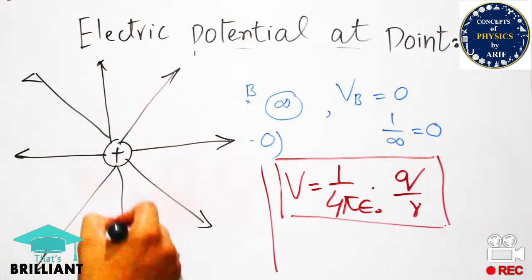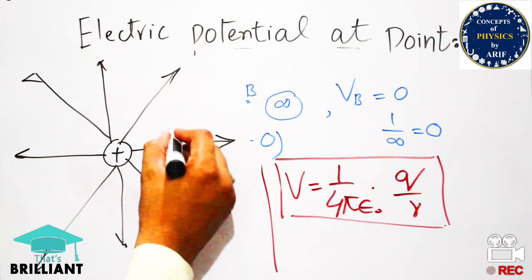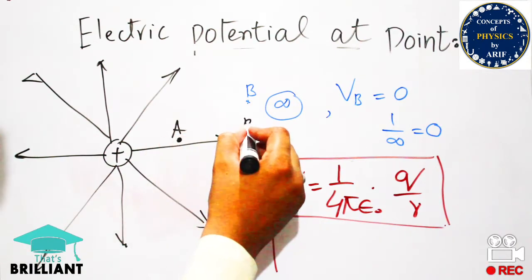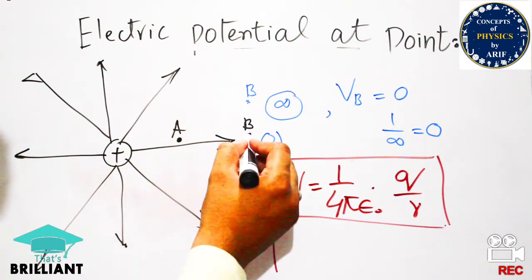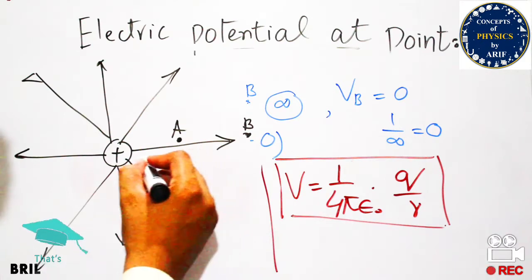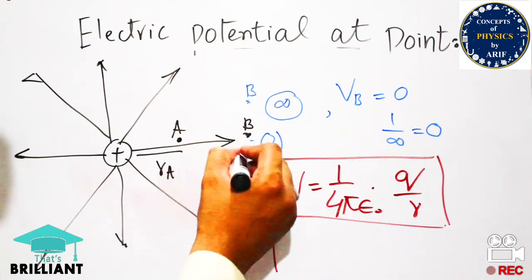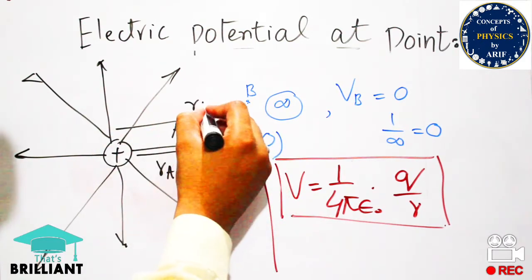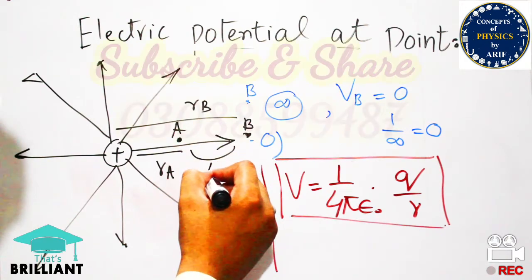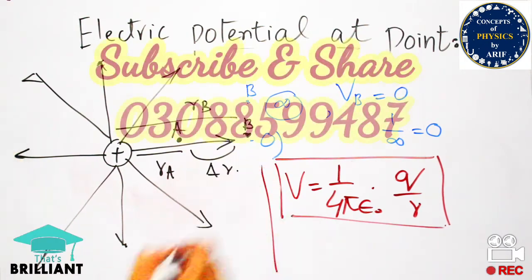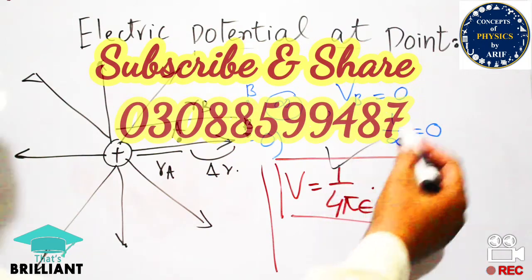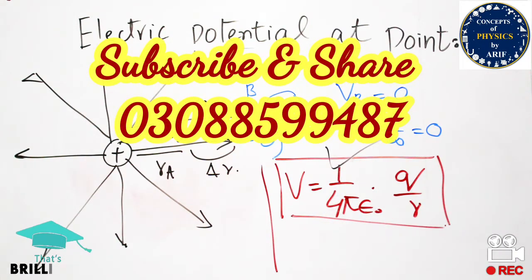So the electric field lines are drawn here. We have put point A and point B here. Point A is inside the electric field and point B is outside, and if we move from point B to point A, we have calculated the potential of point A, or the potential at point A within the electric field range. Up till now we have finished this.